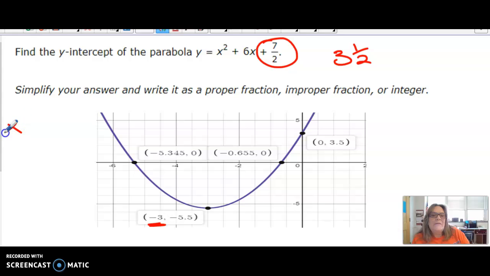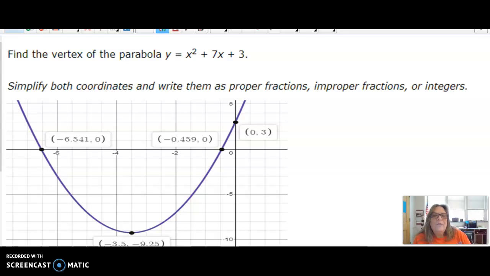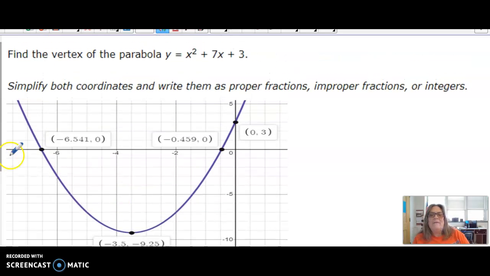So I'm going to do x is equal to the opposite of my b value, which is 6, over 2 times my a value, which is 1. And that gives me a -6 over 2, which is a -3, and that is my axis of symmetry. Now the vertex of this one. All right, let's see if we can find our vertex. I see it down here, but let's see if we can figure it out.